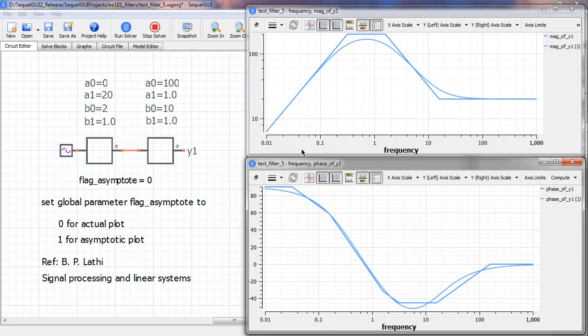This is the phase plot here. The Bode approximation is given by this curve here, which is a combination of several line segments as we have seen. And the smoother curve, this one, is the exact phase curve.